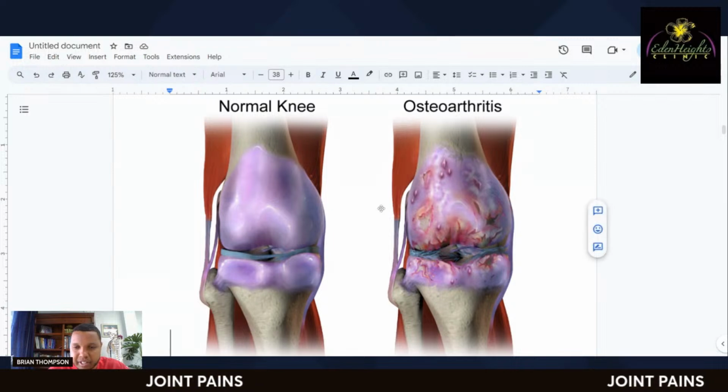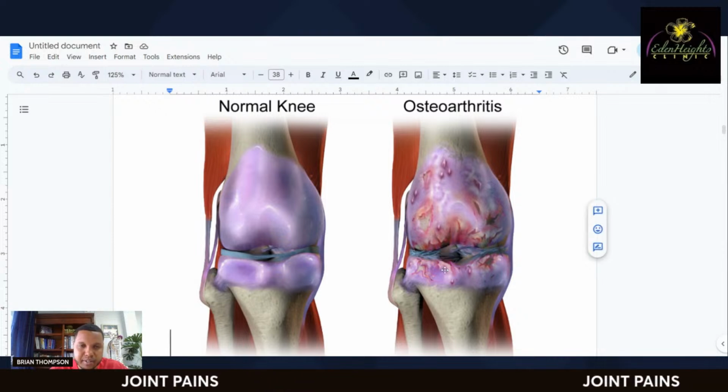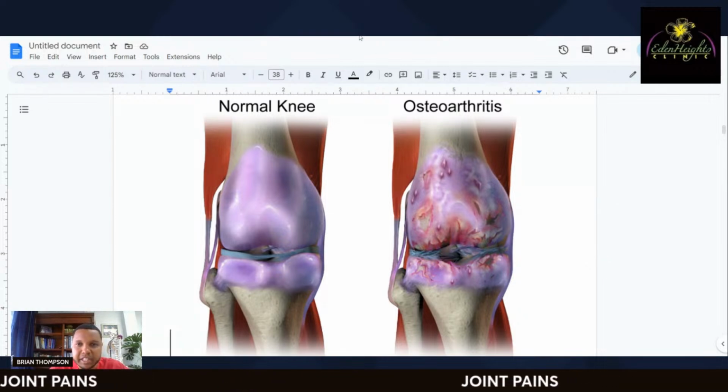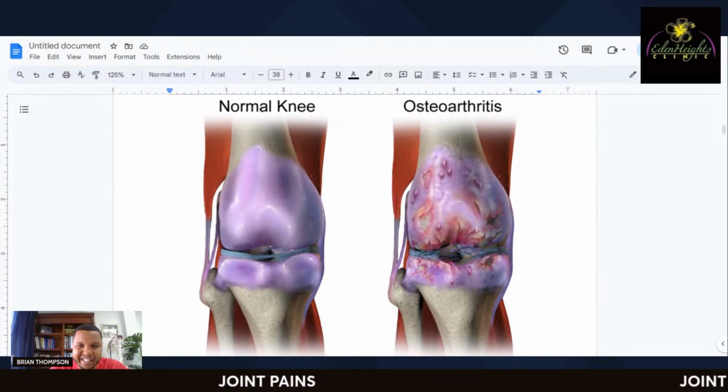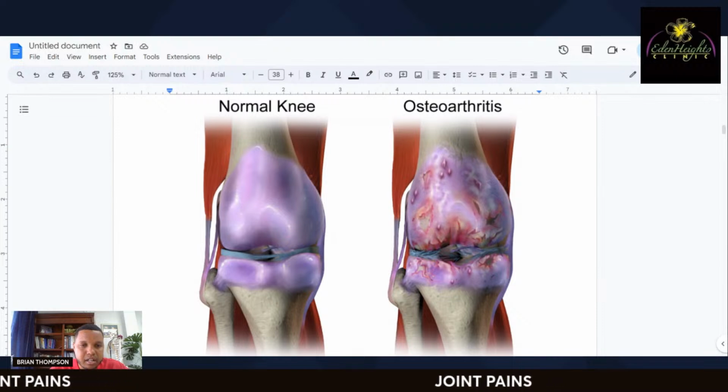Now, the osteoarthritic knee, you'll see that the cartilage is being worn down, and as the cartilage starts to wear, then you get bone rubbing on bone, and that is what actually creates the effect of pains in the knee. How do we deal with that? How can we prevent this from happening in the first place?